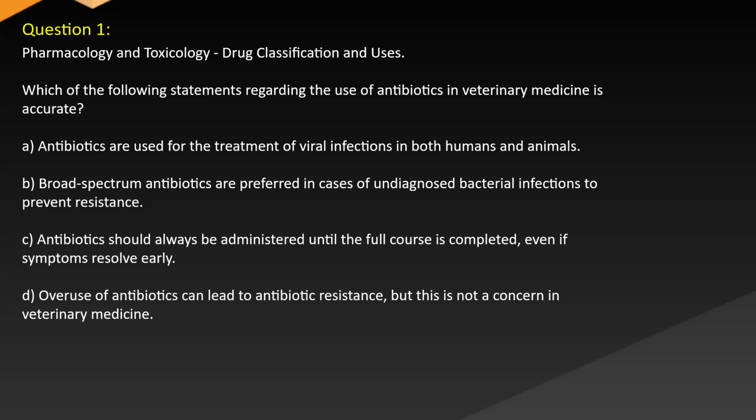Question 1. Pharmacology and toxicology. Drug classification and uses. Which of the following statements regarding the use of antibiotics in veterinary medicine is accurate? A. Antibiotics are used for the treatment of viral infections in both humans and animals.